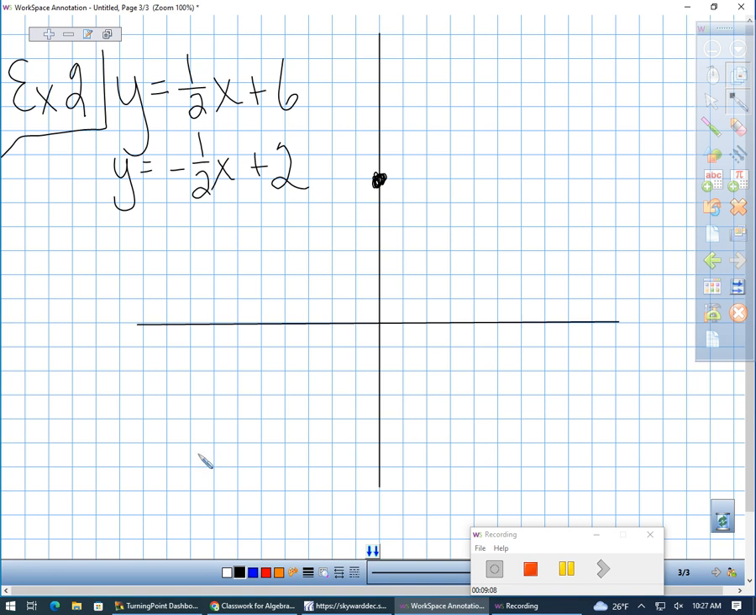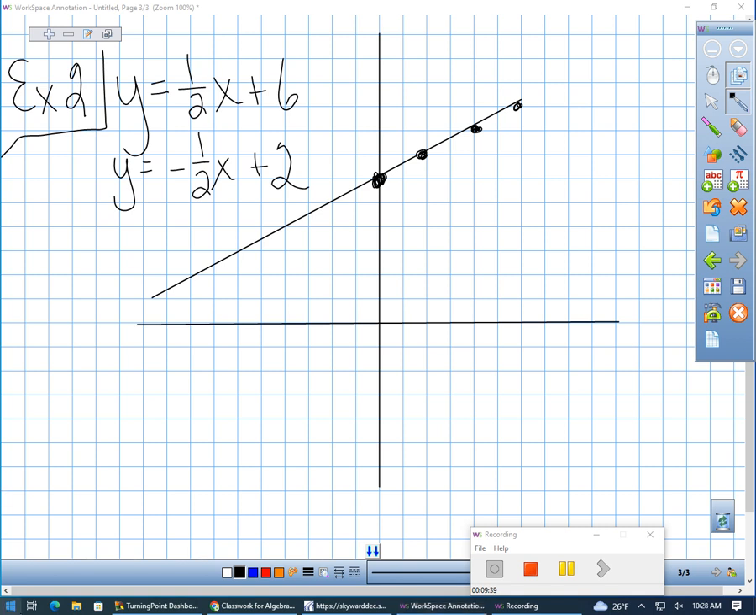Then my slope is 1/2, which means I'm going to do what? Up 1 over 2. Up 1 over 2. Up 1 over 2. And go ahead and connect your dots using your straight edge. You want to make sure you extend it. Use that straight edge and extend it, because who knows where this next one's going to go.